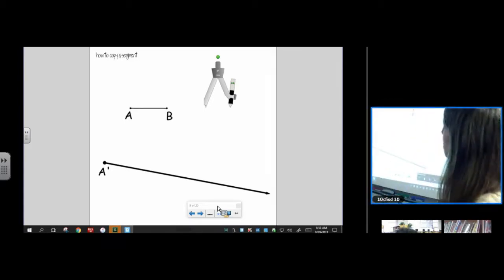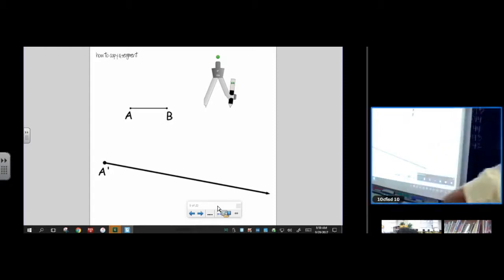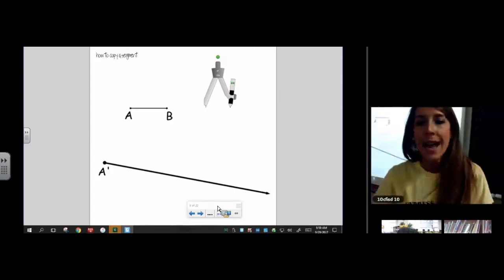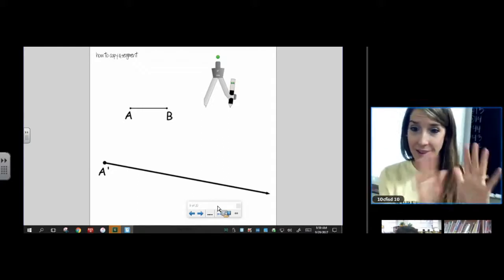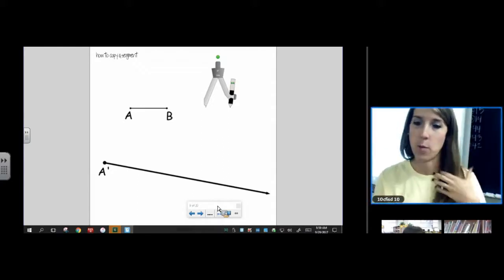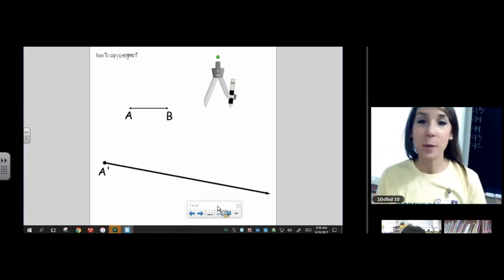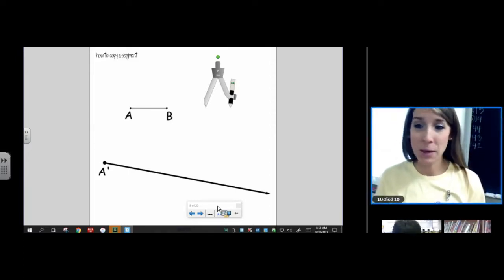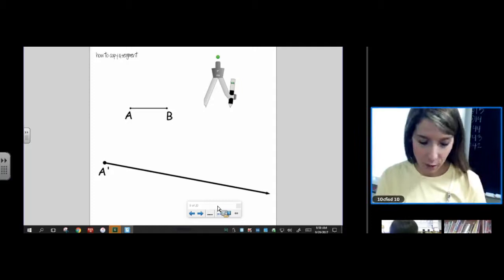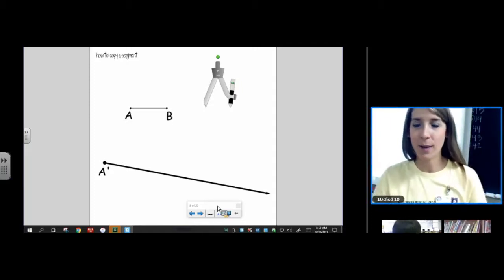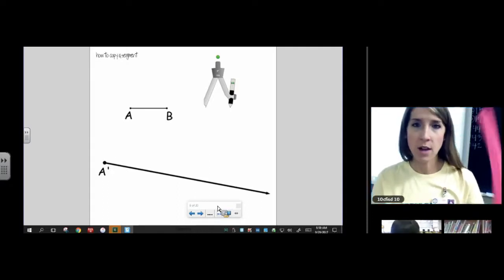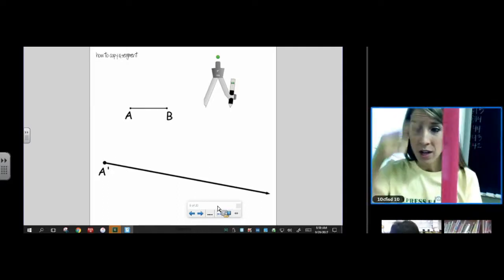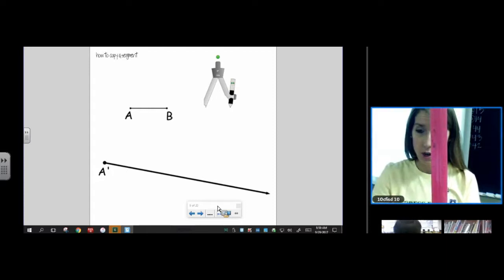You are given segment AB. This is on one of your papers. And it says copy this segment onto ray A prime. Well, we don't know the other point. Here's what you can't do. You can't measure AB with a ruler, say oh, that's 3.9 centimeters, and then go to the ray and measure 3.9 centimeters. Remember, this is not a ruler. This is a straight edge. You're not allowed to use the markings in constructions.